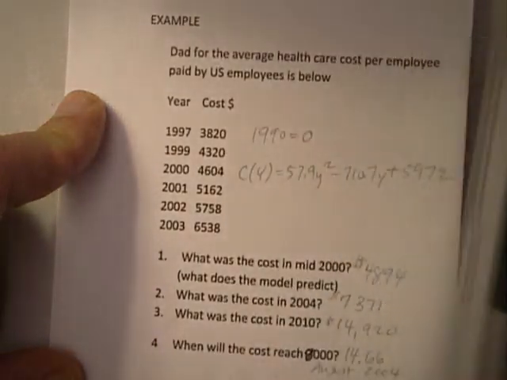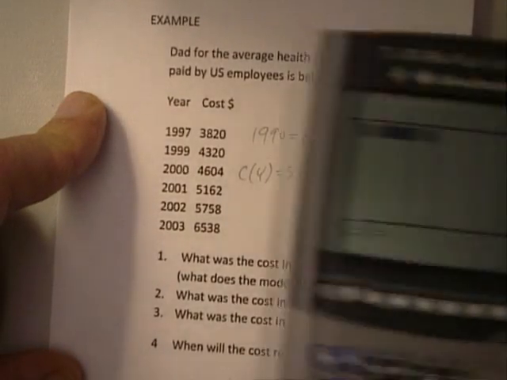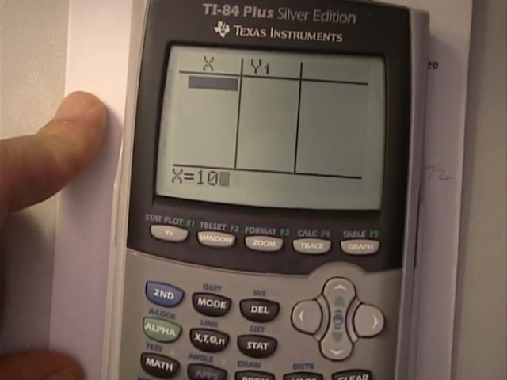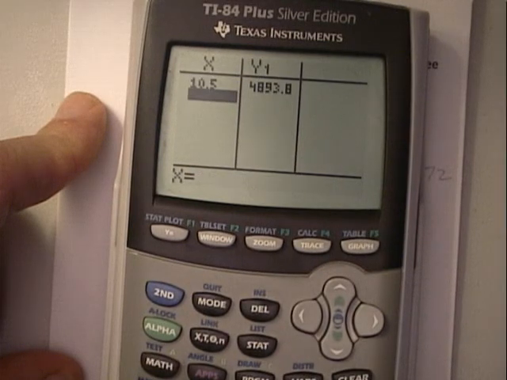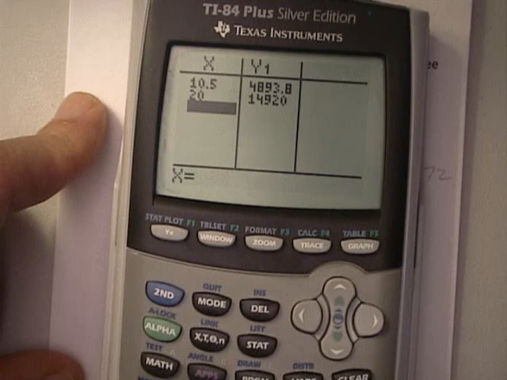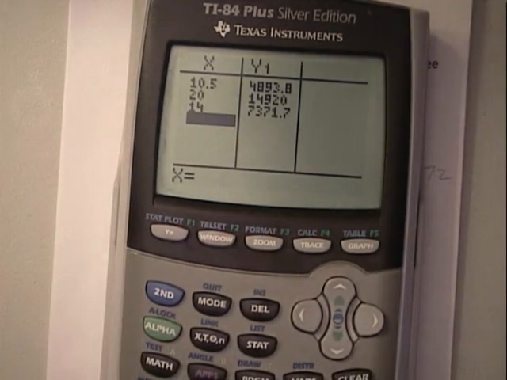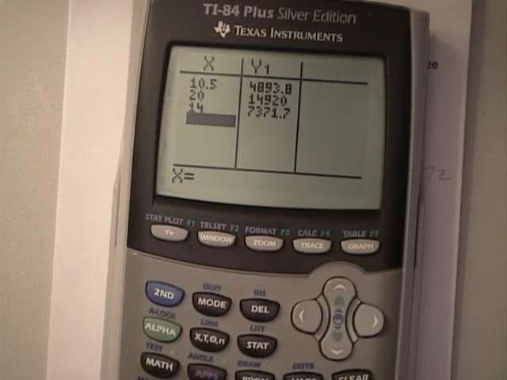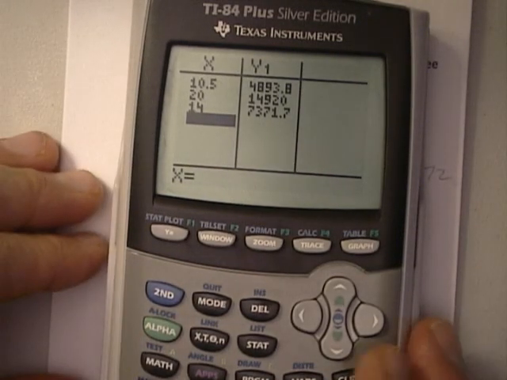And now I can simply enter in whatever values I want. So, for example, 10.5. Okay. And I could also put in 20, that other value. And what was the other one? 14. So if you got a lot to do, this might be easier than the Y out on the home screen. Those values came up really quickly.